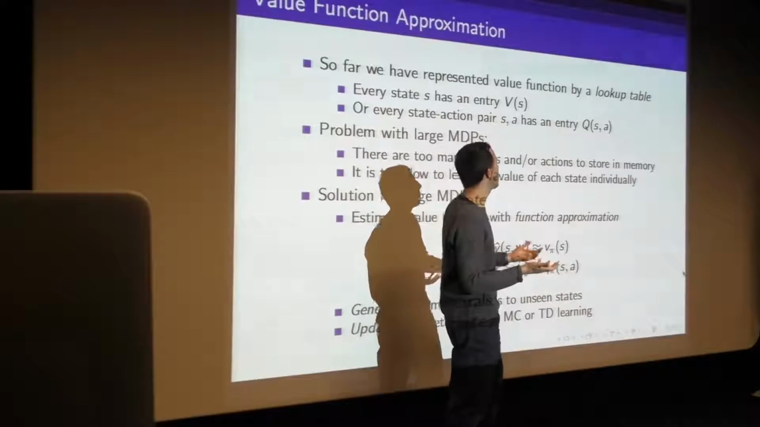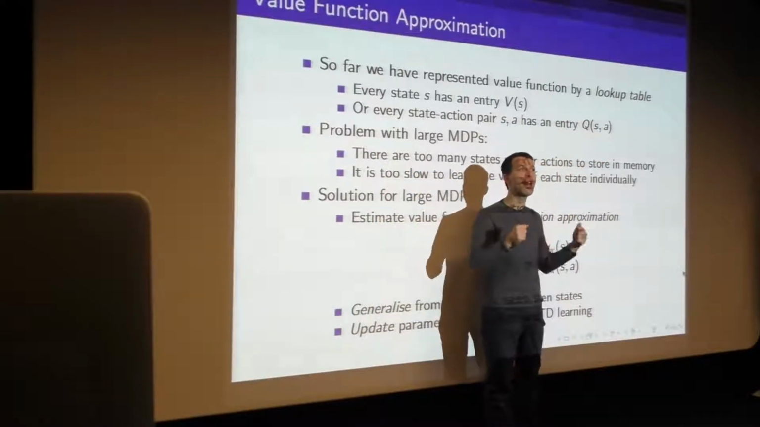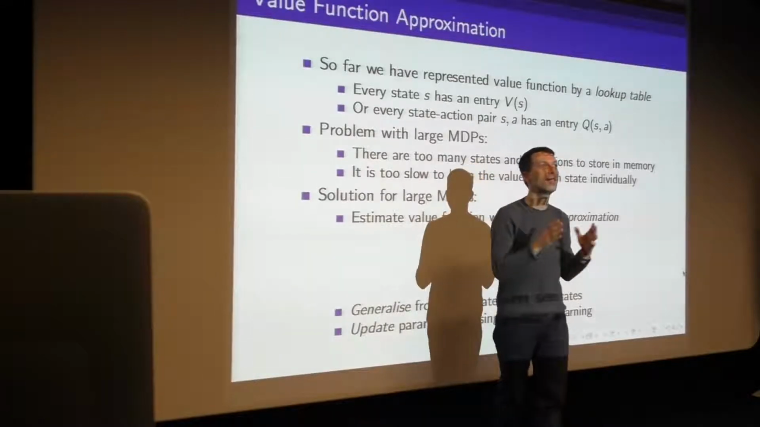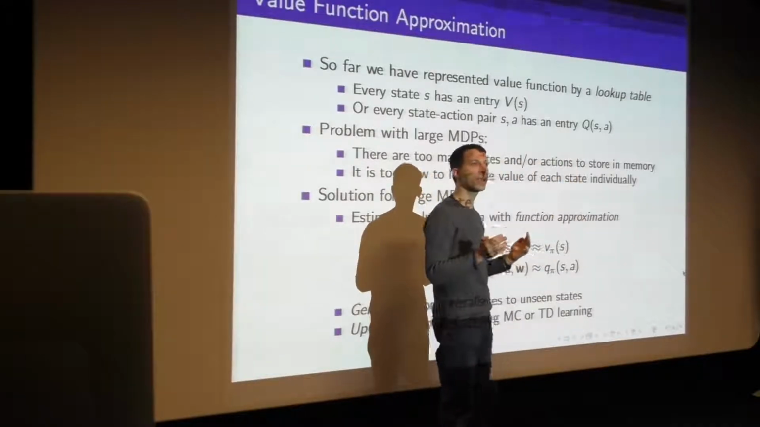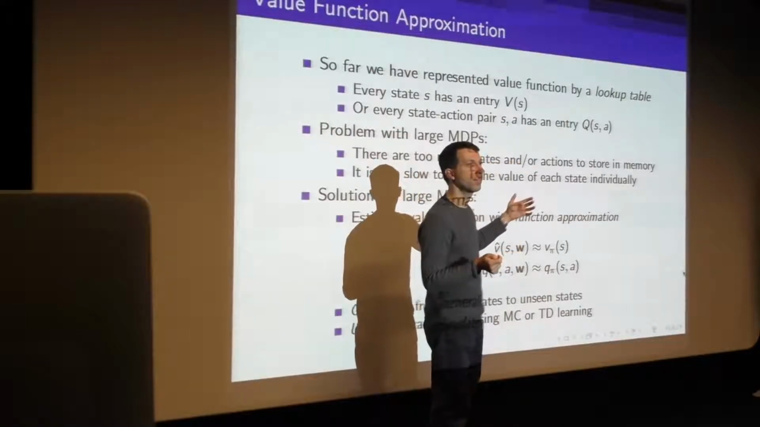But again, so far, we were just restricting ourselves to this giant table that has an entry for every state and also for every action now. So think of this as a two-dimensional table for all states in your state space and all actions in your action space. We had a separate entry in the table.